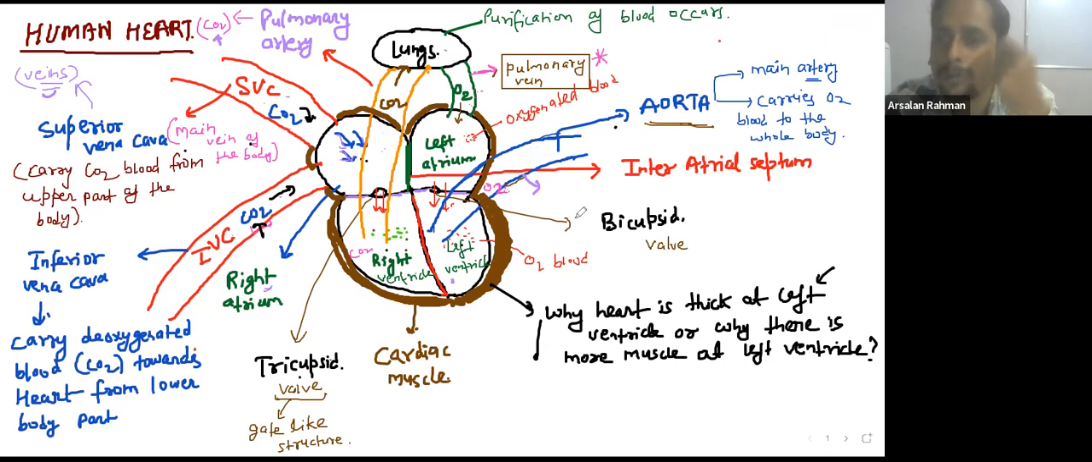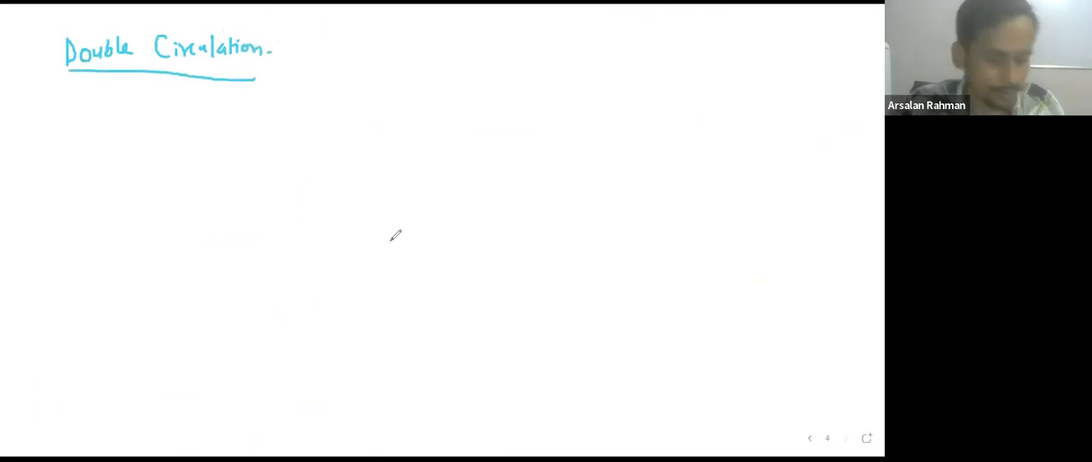So that's why human circulation. What is circulation? Circulation means flowing of blood. That's why human circulation is called double circulation, because heart beats two times. Okay. So now we will talk about double circulation. I will make a simple diagram and I will explain you in detail in next class.